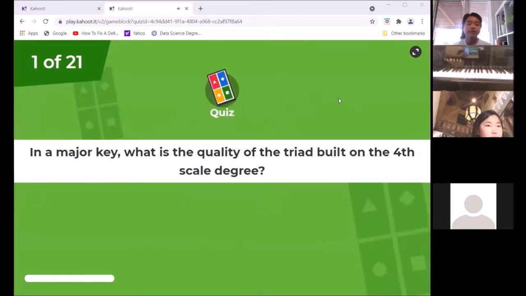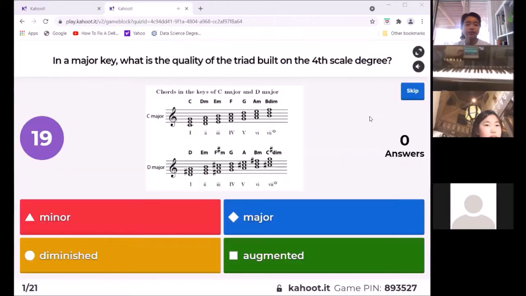So our first question is, in a major key, what is the quality of the triad built on the fourth scale degree?